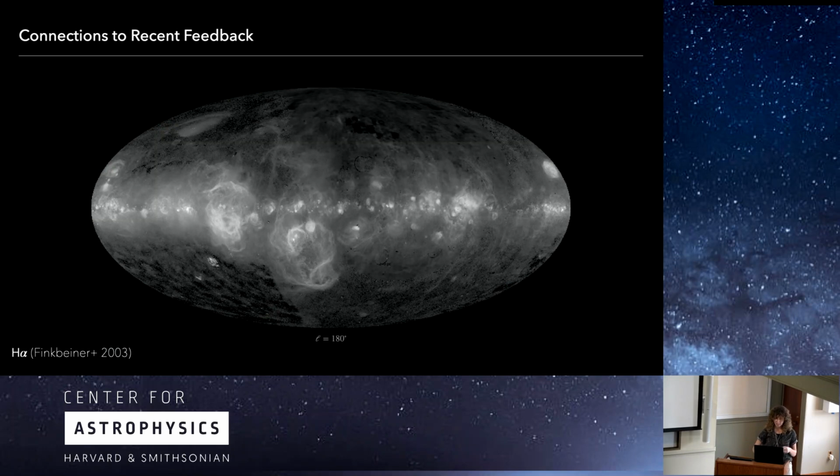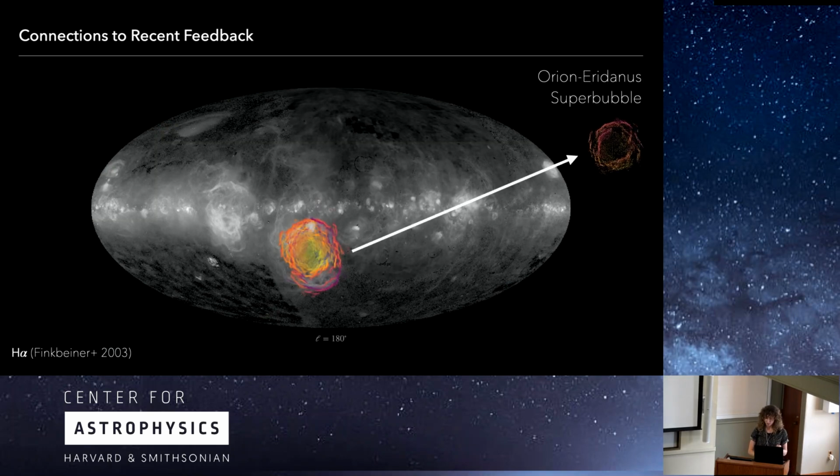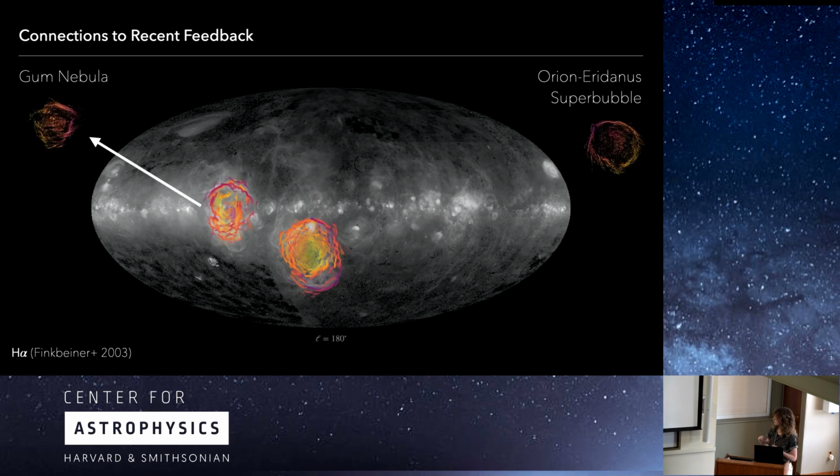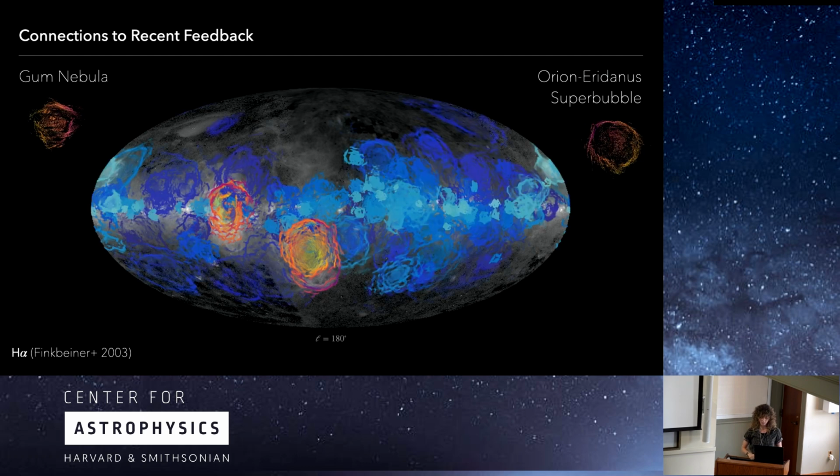We believe that many of these voids, identified topologically, are likely the result of recent feedback. I'm showing here a few well-known voids, the Orion-Eridanus superbubble and the Gum Nebula, identified with H alpha, which is a tracer of recent feedback. So we're detecting these voids in 3D for the first time, as well as a whole menagerie of other candidate voids, candidate bubbles, which can be explored using this method.